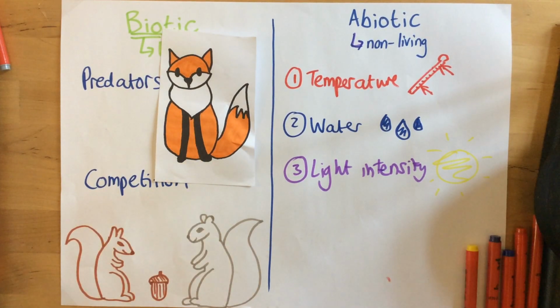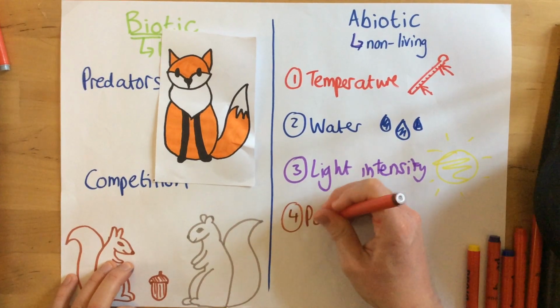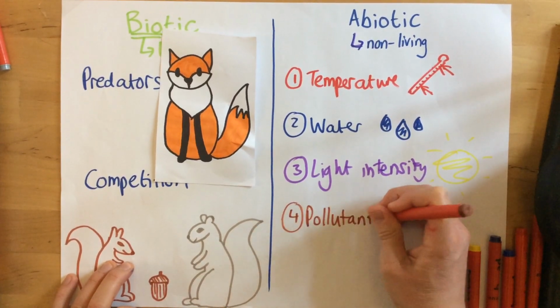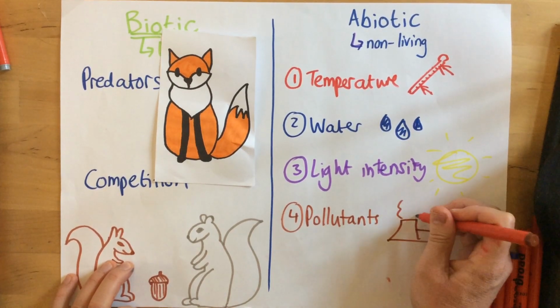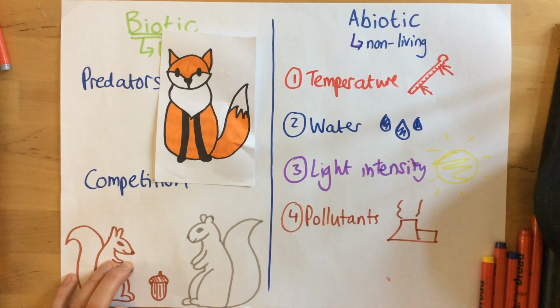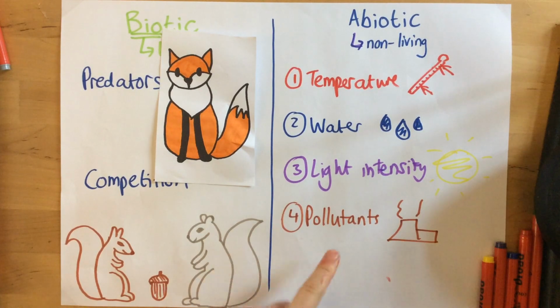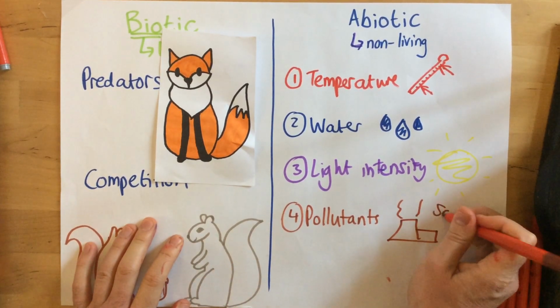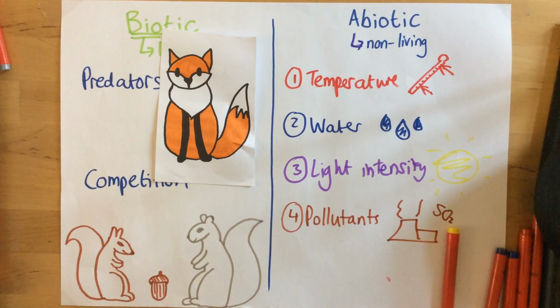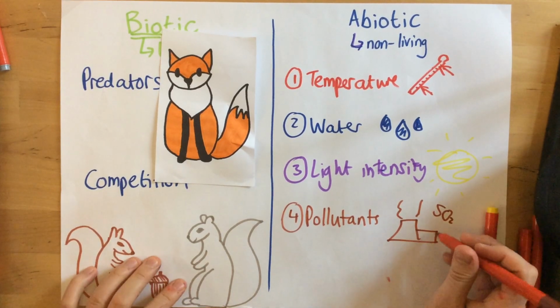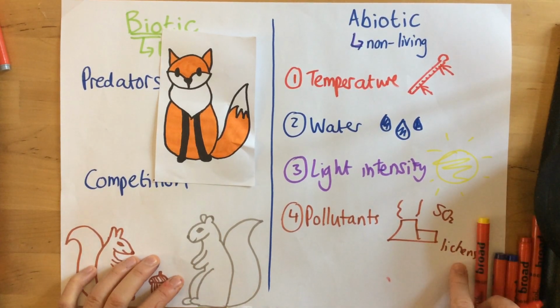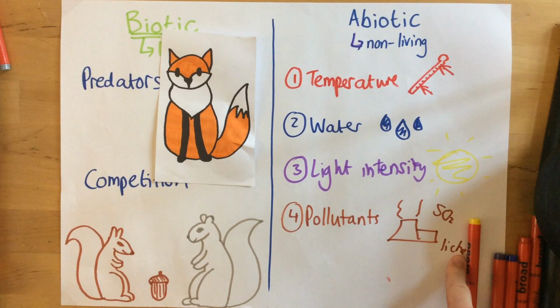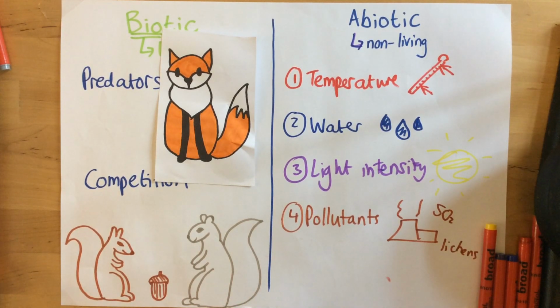And finally, the last one we're going to look at is pollutants. And here's just a little power plant I'll draw here. Okay, so pollutants can also affect the population of different species. For example, sulfur dioxide, SO2, affects the growth of certain organisms called lichens, which means they can't grow. You can actually learn more about this in the video about indicator species.